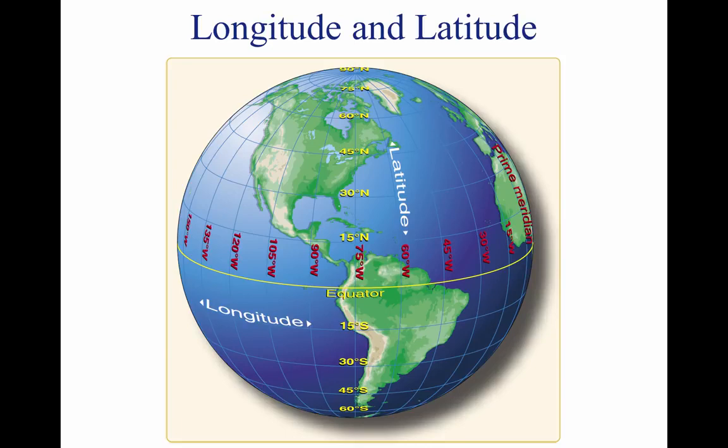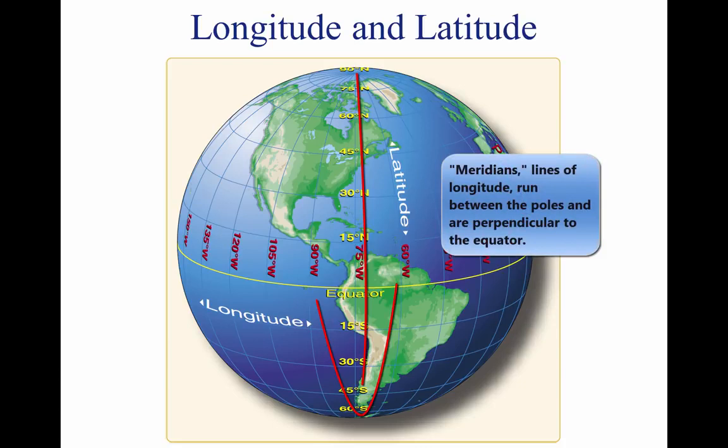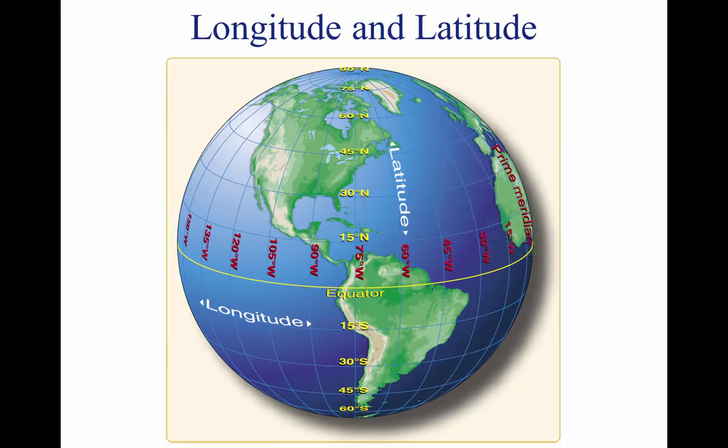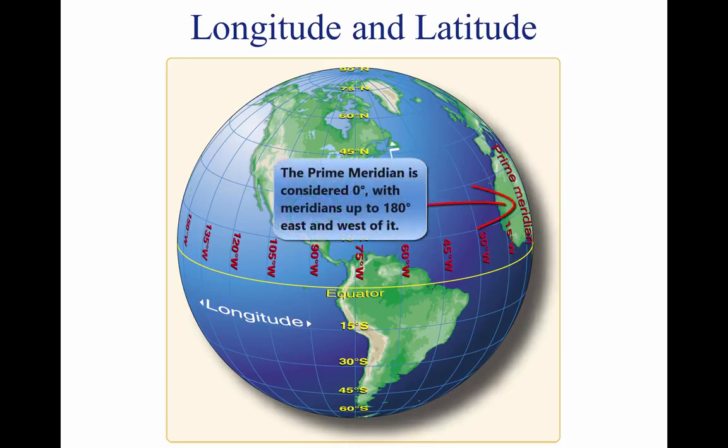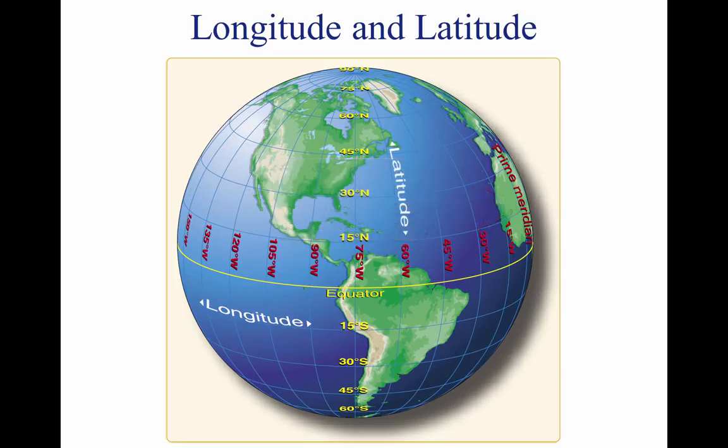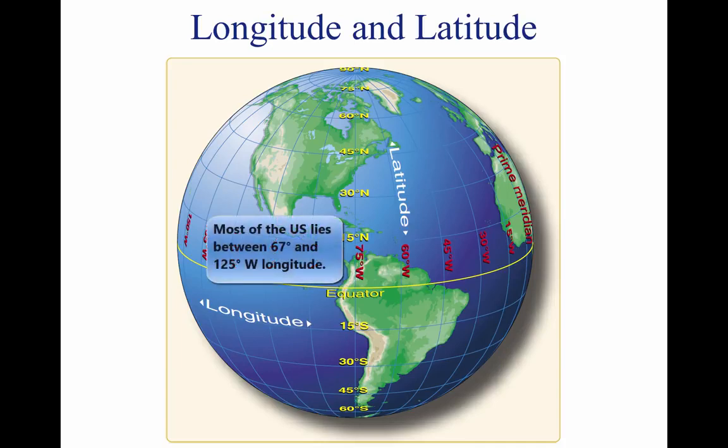Meridians of longitude are drawn from the North Pole to the South Pole and are at right angles to the equator. The prime meridian, which passes through Greenwich, England, is used as the zero line from which measurements are made in degrees east and west to 180 degrees. The 48 conterminous states of the United States are between 67 degrees and 125 degrees west longitude. The arrows in this figure labeled longitude point to lines of longitude.